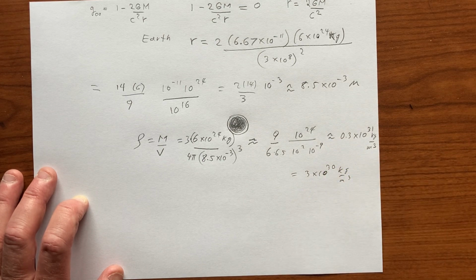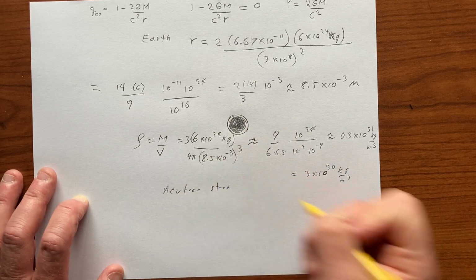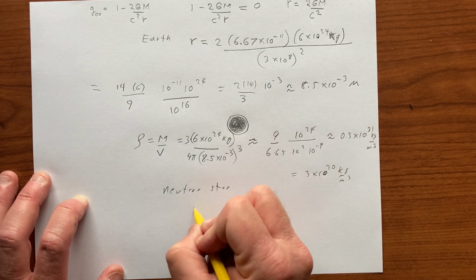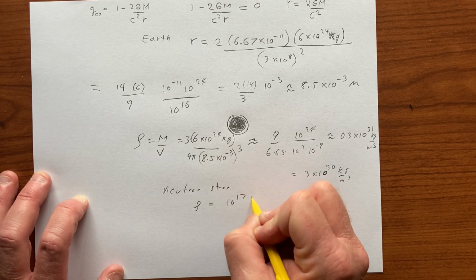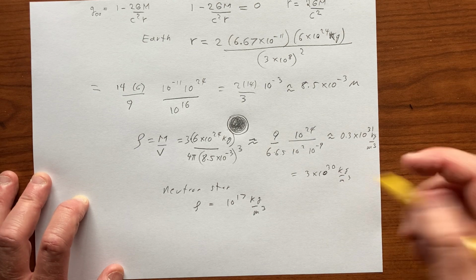Okay, so what does that mean? Well, a neutron star has a density of 10 to the 17 kilograms per cubic meter. That's a pretty high density. We know about that. So maybe we don't have to worry about this.